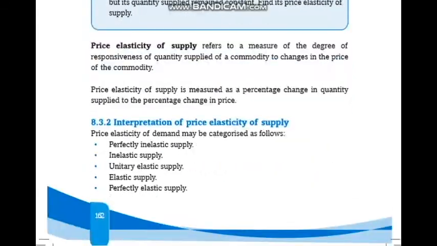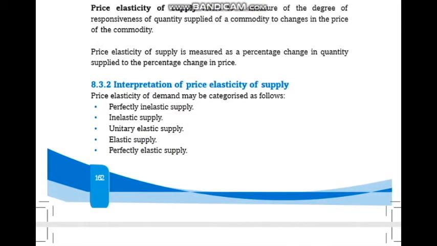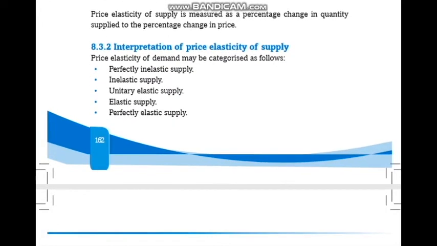Price elasticity of supply refers to a measure of the degree of responsiveness of quantity supplied of a commodity to change in the price of the commodity. Price elasticity of supply measures the percentage change in quantity supplied relative to the percentage change in price.